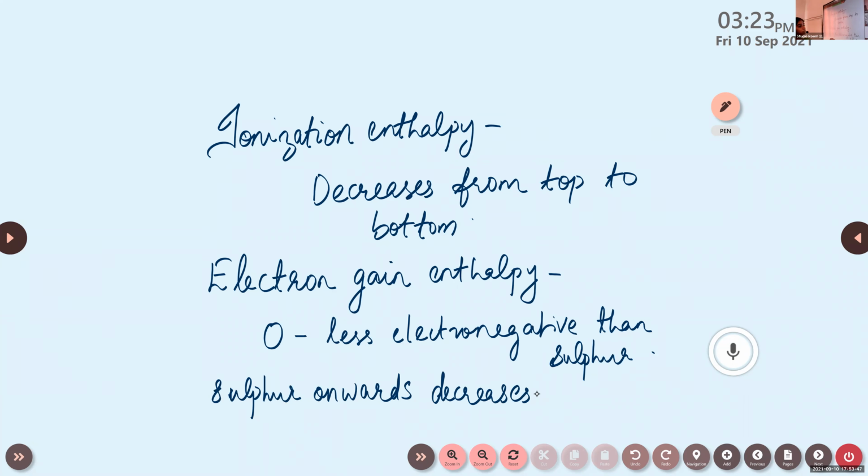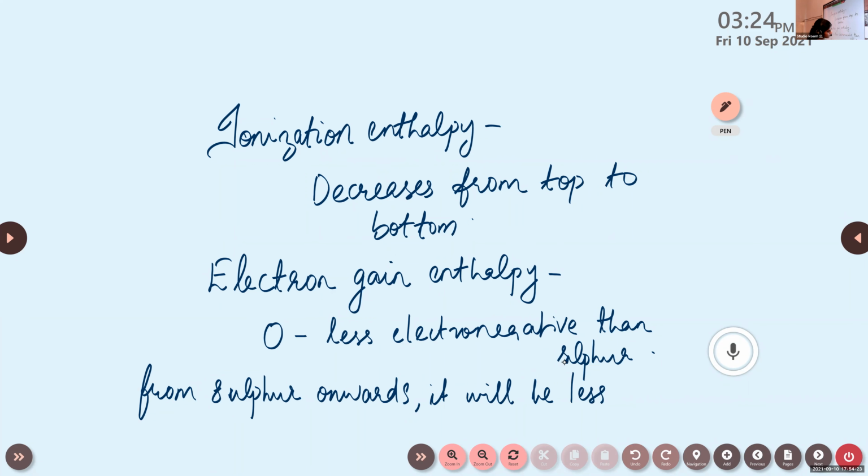Because in the case of electron gain enthalpy, we are considering negative charge. That's it. Okay, clear, children? Oxygen is less electronegative than sulfur. Then from sulfur onwards, the values decrease, that means less negative, up to polonium. That's the trend. If this is not clear, you can write there: from sulfur onwards, it will be less negative up to polonium. That's about electron gain enthalpy.